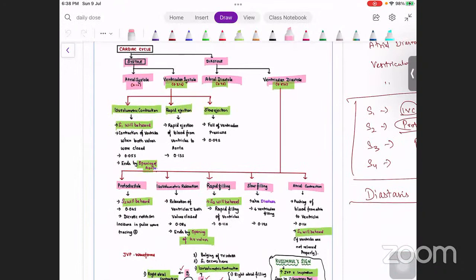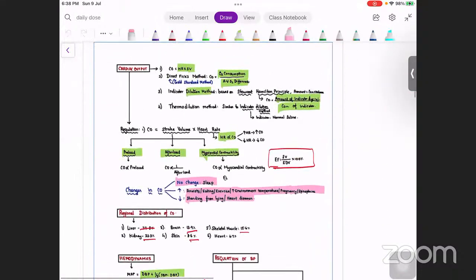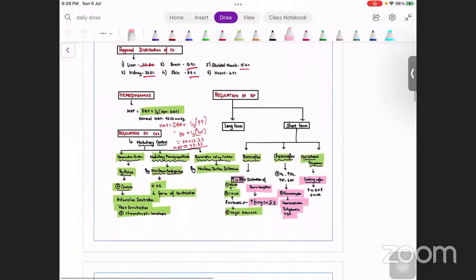Okay. Then apart from that, you have the cardiac cycle. S1, isovolumetric contraction. S2, protodiastole. S3, rapid filling. S4, atrial contraction. Then we have the cardiac output formula: heart rate times stroke volume. Stroke volume depends on 3 factors. What are they? Preload, afterload, and myocardial contractility. Among that, afterload is inversely proportional to cardiac output.